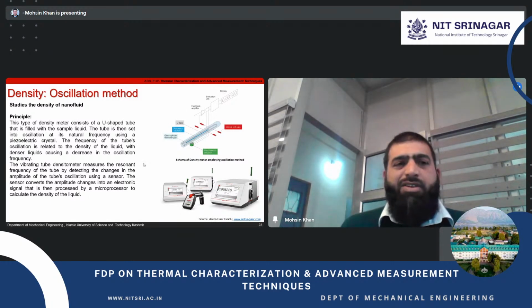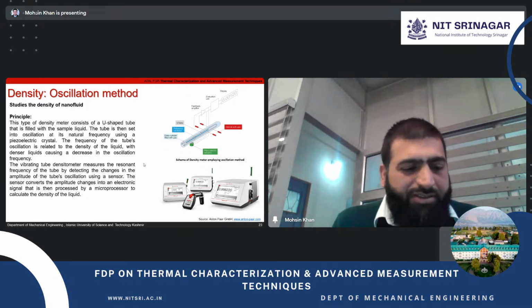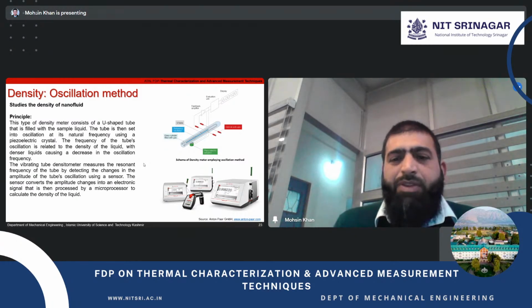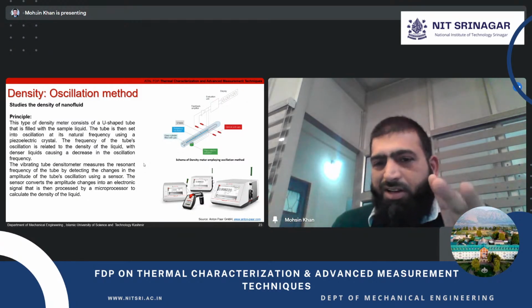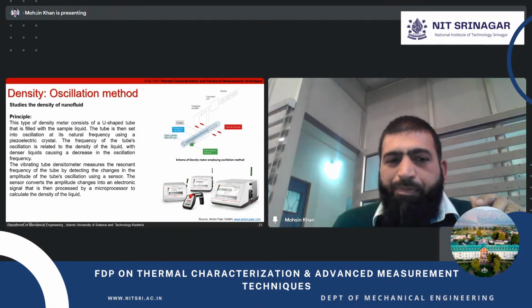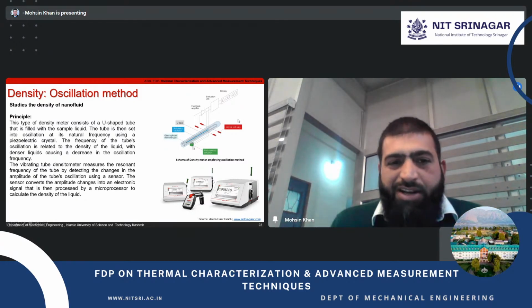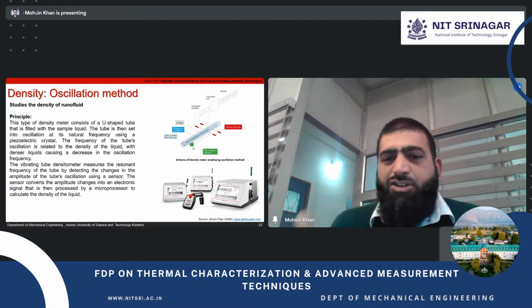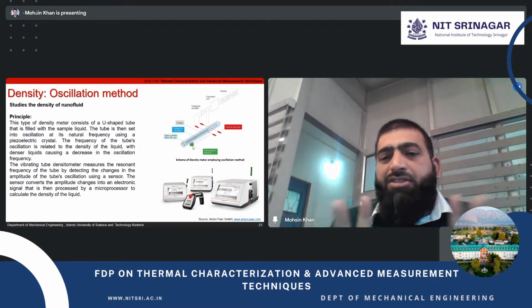Density, again, is very important. Density is one of the basic physical properties that we need to understand for the performance of nanofluids. One of the basic and most popular methods is the oscillation method. Essentially, in the oscillation method, we have a U-shaped tube which is filled with the sample. The tube is then set into oscillation at its natural frequency using a piezoelectric crystal. The piezoelectric crystal is what actuates the oscillation. The frequency of the tube's oscillation is related to the density of the fluid.